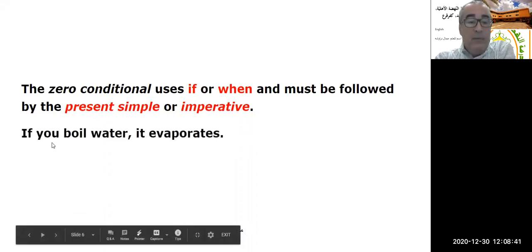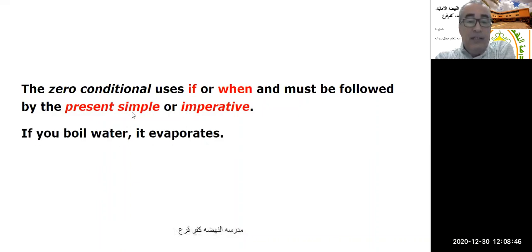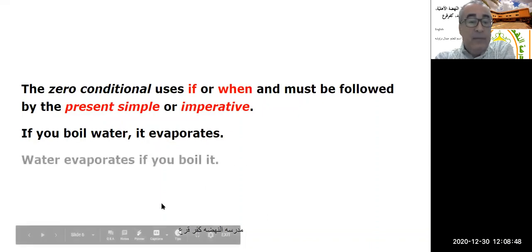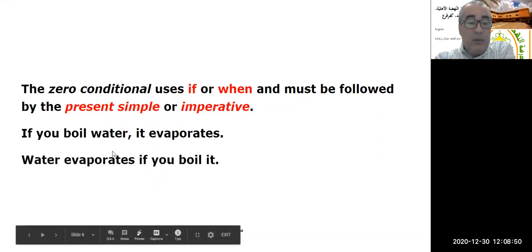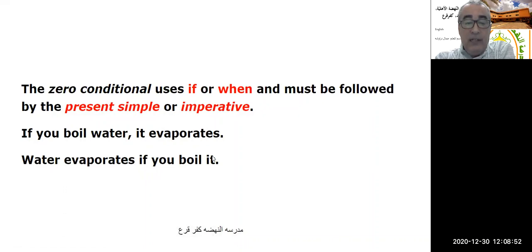For example, as we said, if you boil water, it evaporates. So here it's a scientific fact again. Water evaporates if you boil it. We can say it both ways. We can start with the if clause and we can start with the result. But if you start with the if clause, you have to use the comma at the end of the if clause.